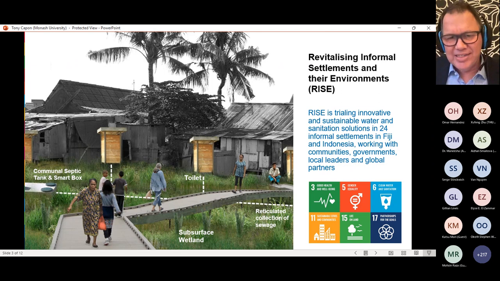We have a number of large-scale transdisciplinary research projects, one here, Revitalizing Informal Settlements and Their Environments, RISE. This work is done with partners in Fiji and Indonesia, and it's trialing innovative and sustainable water and sanitation solutions in 24 informal settlements. We work closely with communities, governments, local leaders, and global partners. And you can see there that this work primarily focuses on those six SDGs, with human health, SDG 3, as the key outcome of concern, and nature-based solutions in informal settlements, the key intervention. Next slide, please, Omar.